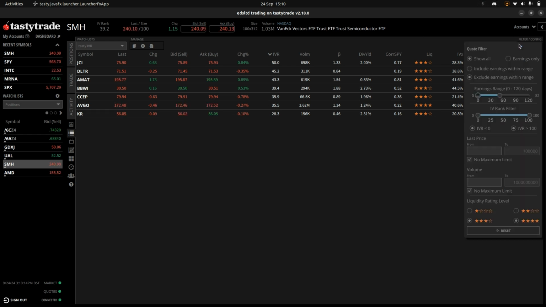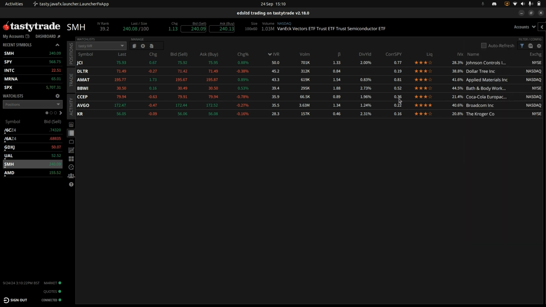Another thing we can do, which we've already done here, is filter out all of the low liquidity rating stuff. So only 3 and 4 out of 4 star underlyings are listed. At this point, what we want to do is list everything from high IVR to low IVR. The reason for this is because, of course, we want to sell volatility and play the contraction.